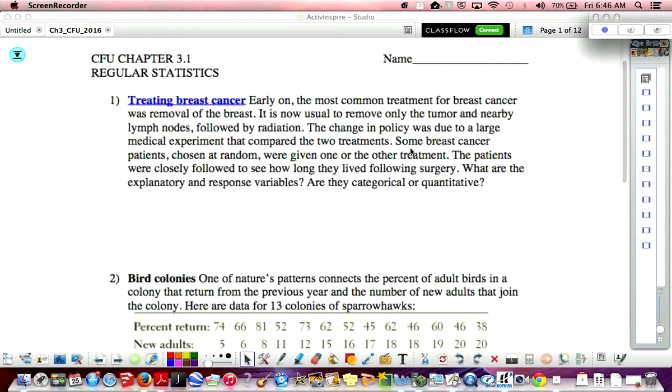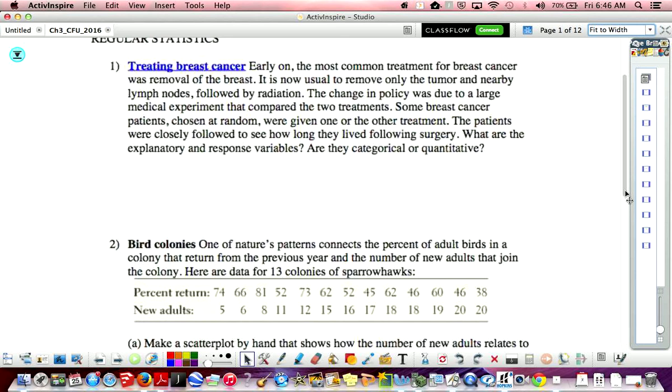Number one, it says treating breast cancer. Early on, the most common treatment for breast cancer was removal of the breast. It's now usual to remove only the tumor and nearby lymph nodes, followed by radiation. The change in policy was due to a large medical experiment that compared the two treatments. Some breast cancer patients chosen at random were given one or the other treatment. The patients were closely followed to see how long they live following surgery. What are the explanatory and response variables? Are they categorical or quantitative?